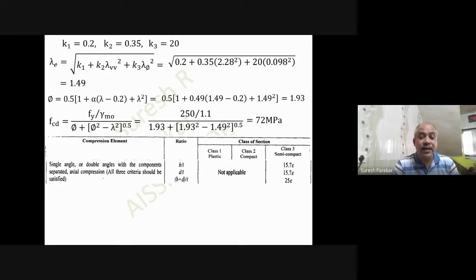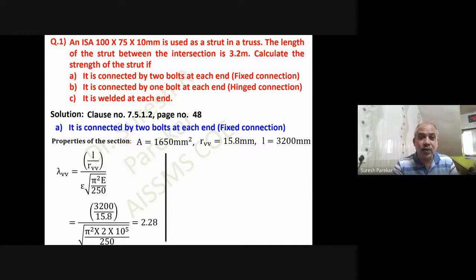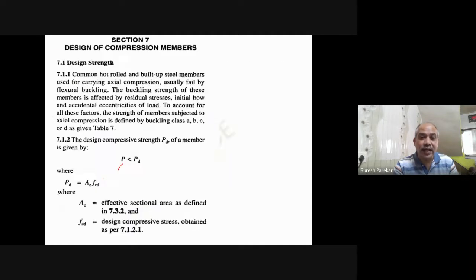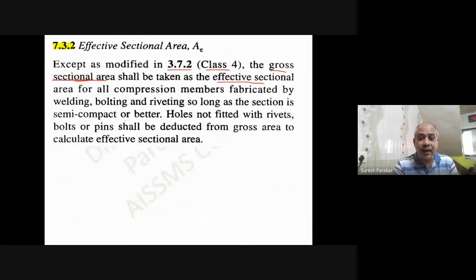Now we know FCD is 72 MPa, then we have to determine the value of AE. Already we have seen 7.3.2, that is AE, the effective cross-sectional area. I will show you again, that is 7.3.2, and accordingly we are going to decide this AE, where for class 1 to 3, the value of AE is equal to AG, which is clearly mentioned over here.